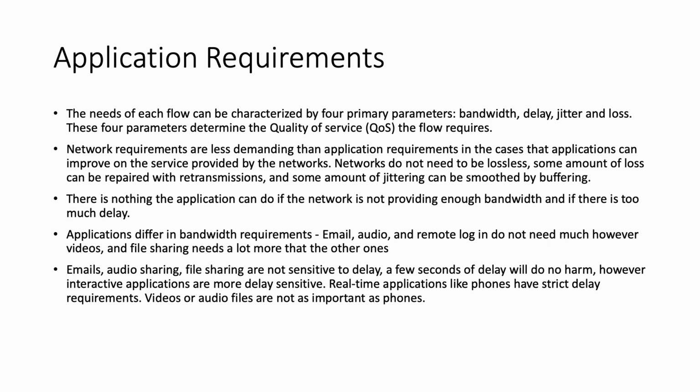Application requirements. The needs of each flow can be characterized by four primary parameters: bandwidth, delay, jitter, and loss. These four parameters determine the quality of service the flow requires. The network requirements are less demanding than application requirements in cases where the application can improve on the service provided by the network. Networks do not need to be lossless. Some amount of loss can be repaired with retransmissions, and some amount of jitter can be smoothed by buffering.